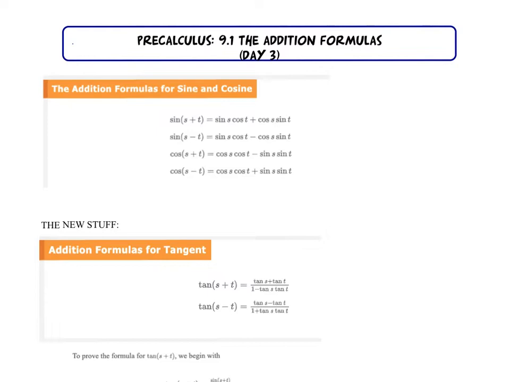Today, the new thing for us is going to be the addition formulas for tangent. So here it is. Tangent of s plus t is equal to tan s plus tan t over 1 minus tan s tan t. For subtraction, notice that the signs just change. You've got a subtraction in the numerator and then you have addition in the denominator. Once again, you don't have to memorize this. Have them next to you while you practice the problems.